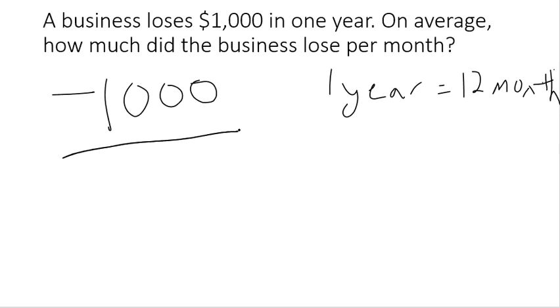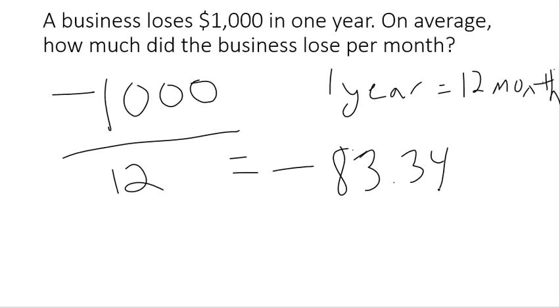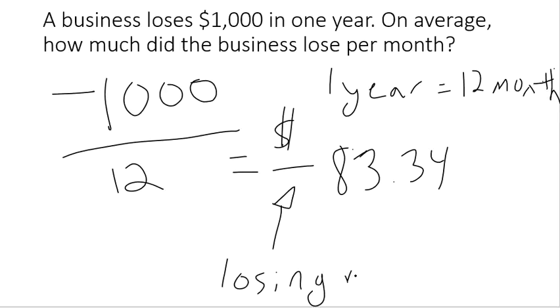So 1,000 divided by 12, but it's a negative 1,000 because we're losing money, gives us a negative $83.34. So this is going to be negative because you are losing money. In the last problem, we were gaining money, so it's a positive number.